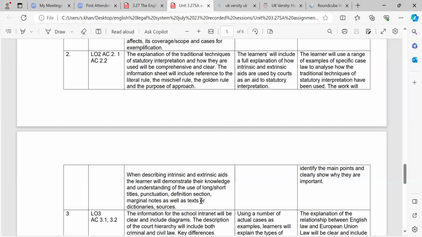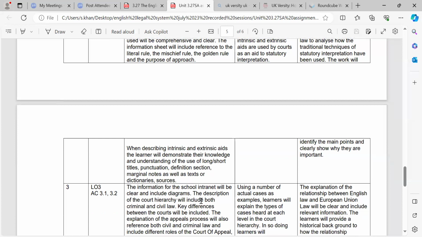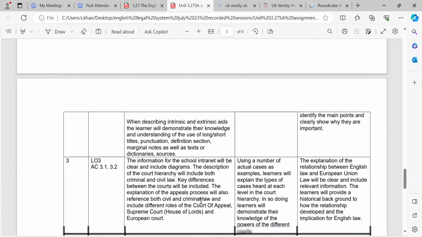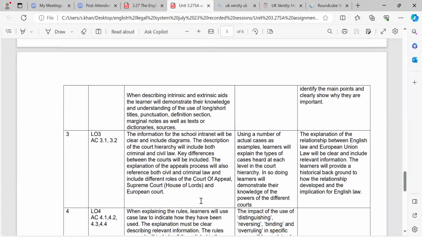When describing in task 2 intrinsic and extrinsic aids, the learner must demonstrate their knowledge and understanding of long and short titles, punctuation and definition sections, and dictionaries and sources, and identify main points clearly where they are important. Where you are asked to include cases and examples, please make sure you're using them either for task 1, 2, 3, or 4, because it identifies that you are able to understand what the tasks are asking.